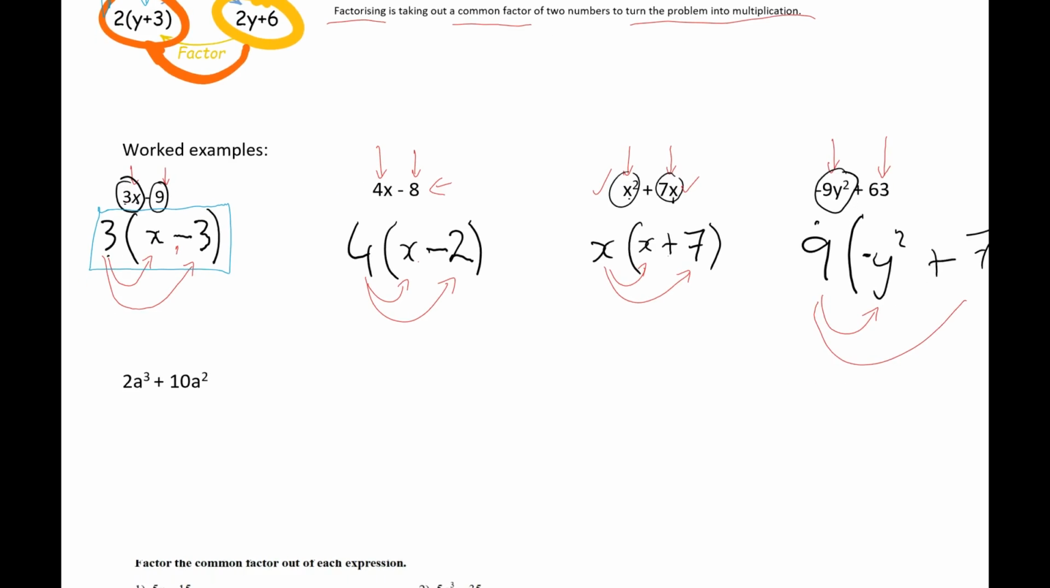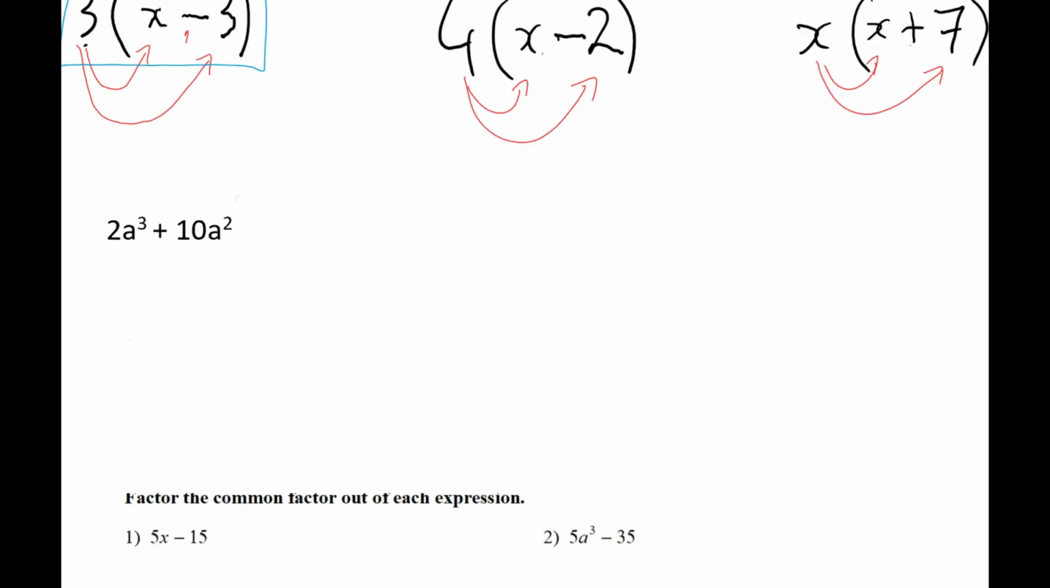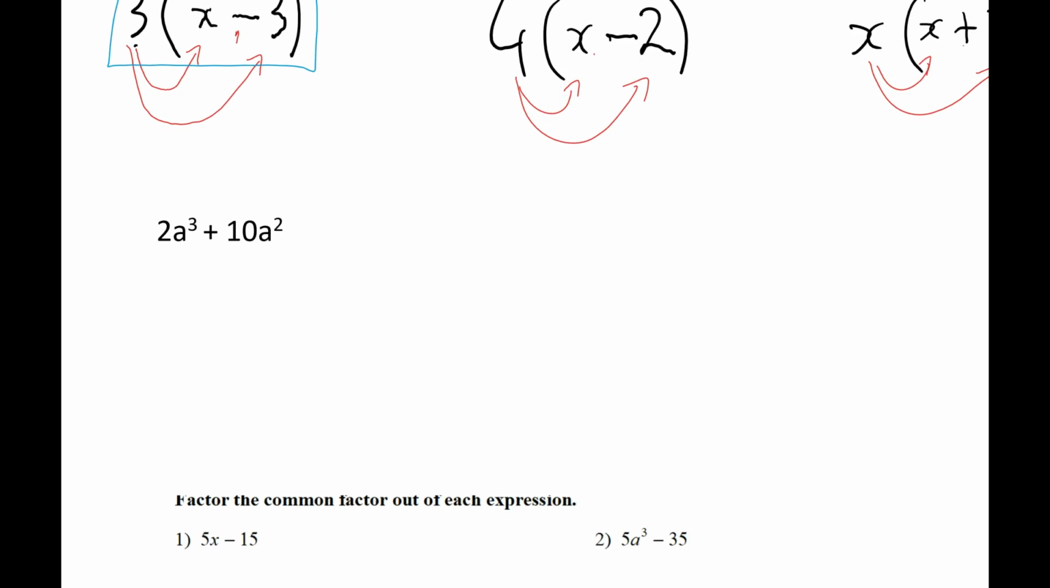What about one more? 2a cubed plus 10a squared. Well, let's take a look at our terms. We've got 2a cubed, 10a squared. Notice how there's numbers and letters in both of them. We've got a 2 and a 10. What goes into 2 and 10? Well, 2 goes into both of those, so let's take out a 2 at the front.